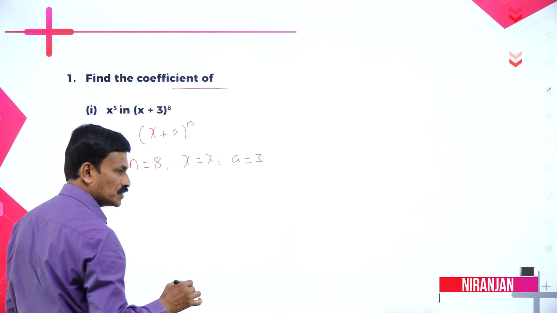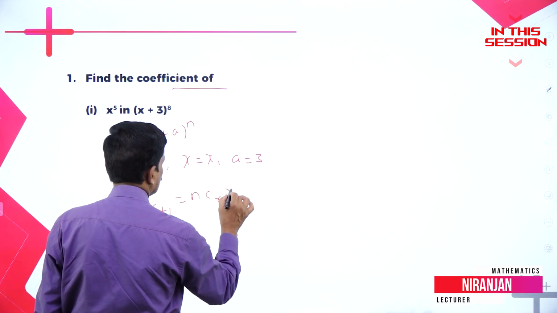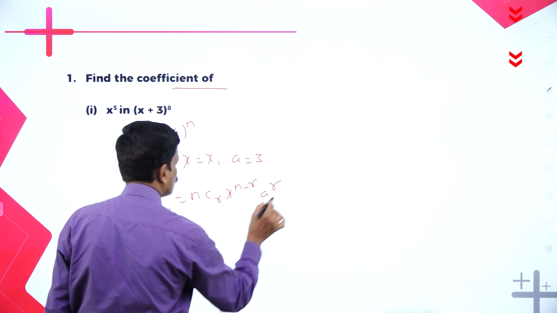What is to find the coefficient of x raised to 5? We know that tr plus 1 is equal to ncr x to the power of n minus r a to the power of r.